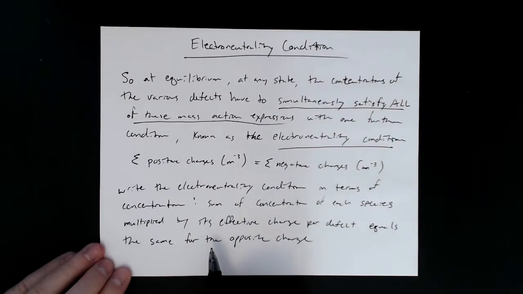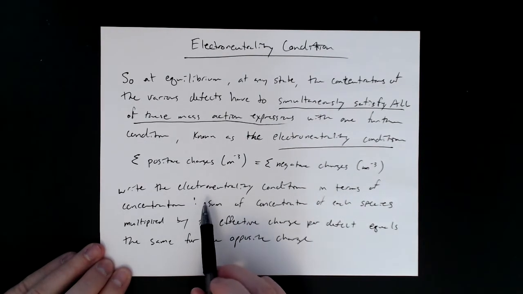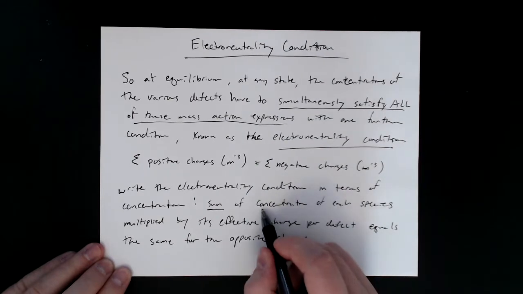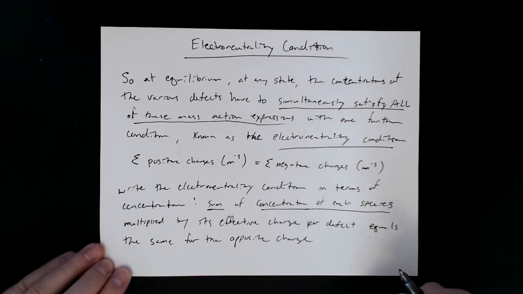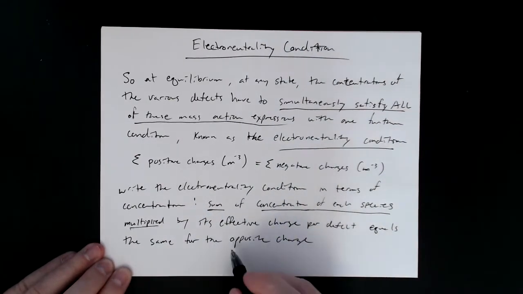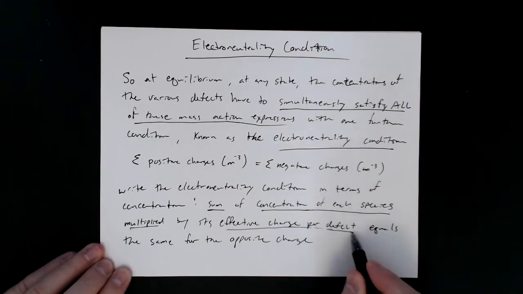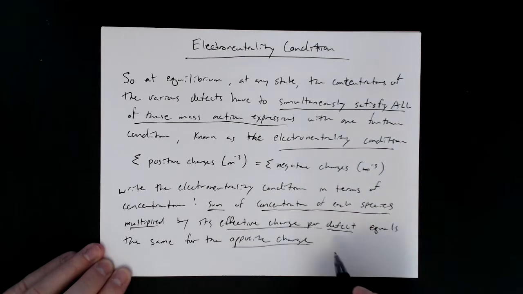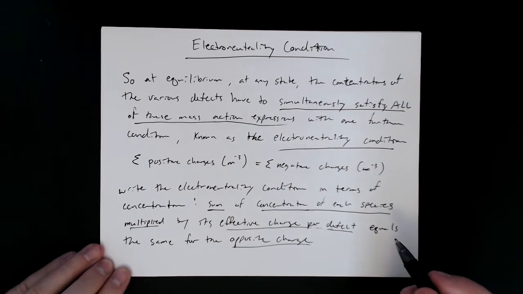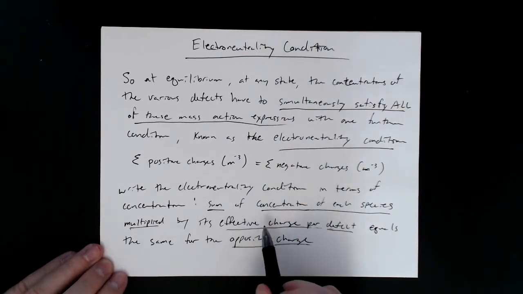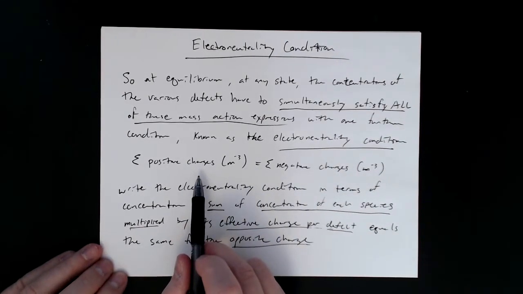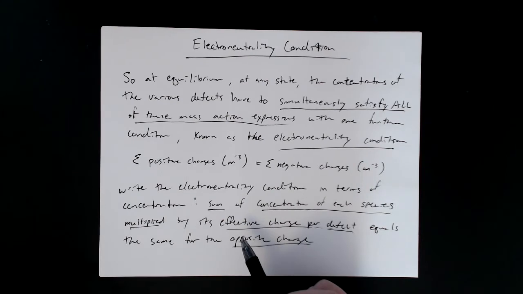All right, so let's just think about that for a second. So if we're writing it in terms of concentrations, then it's going to be a sum of the concentrations of each species, and then it's going to multiply by the effective charge per defect. And then that's all equal to the same for the opposite charge, right? So this is a different way than just summing up all the charges, because we're talking about concentrations.